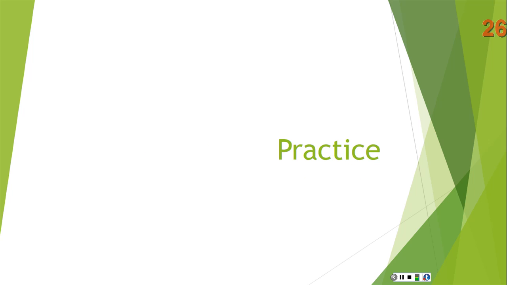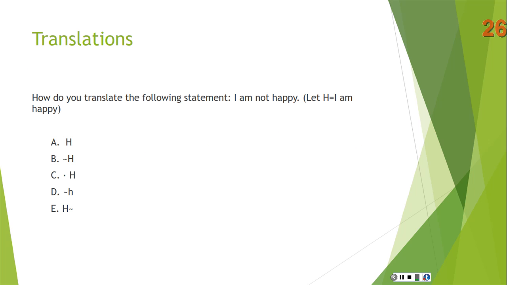Okay, so let's practice now. How do you translate the following statement? I am not happy. Let H equal I am happy. You translate that by B. You wouldn't translate it by A. A just says I am happy. Where H equals I am happy, that translates I am happy.